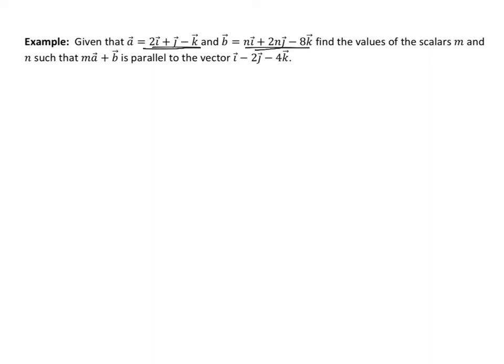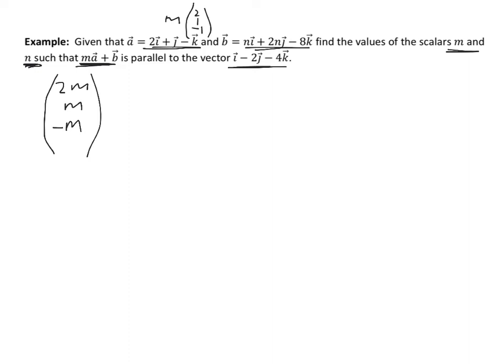Given those two vectors, find the values of the scalars m and n, so they want me to find two of them this time, such that ma plus b is parallel to this vector. Okay, we can do that. So ma means 2m, m, and negative m. If you didn't see where that came from, it's basically m times the a vector, which was 2, 1, negative 1, and then I distributed that m into those things. So that plus the b vector, now my b vector is n, 2n, and negative 8. And I got that by grabbing the coefficients in front of i, j, and k.